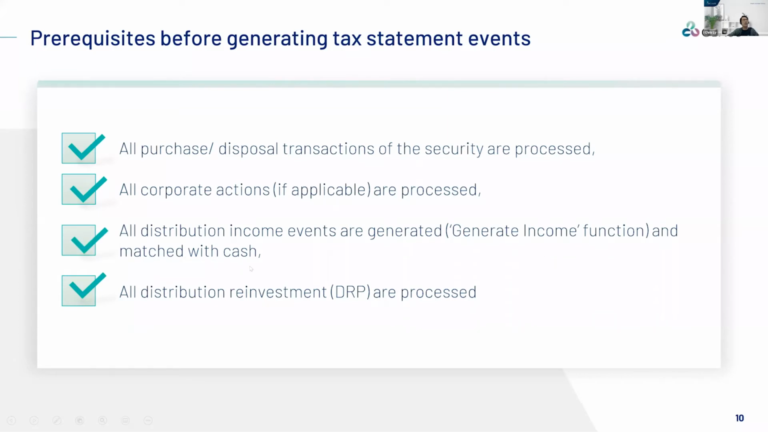And then we need to ensure that all of the distribution income are generated using the generate income feature in Class, or you can process that manually. And ideally, we need to match up with the cash transaction.